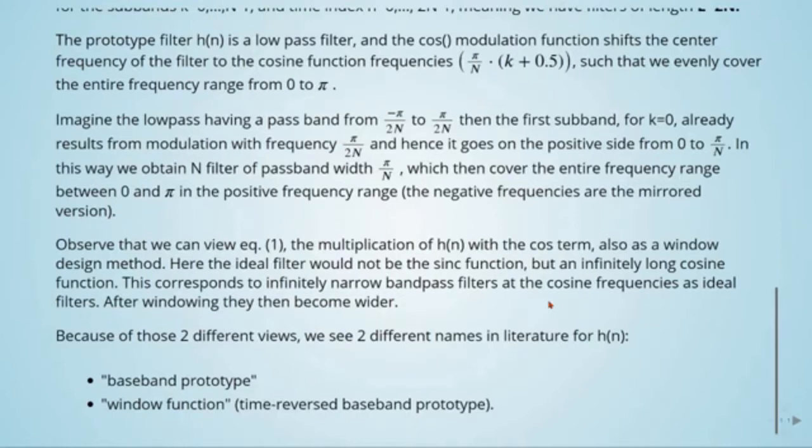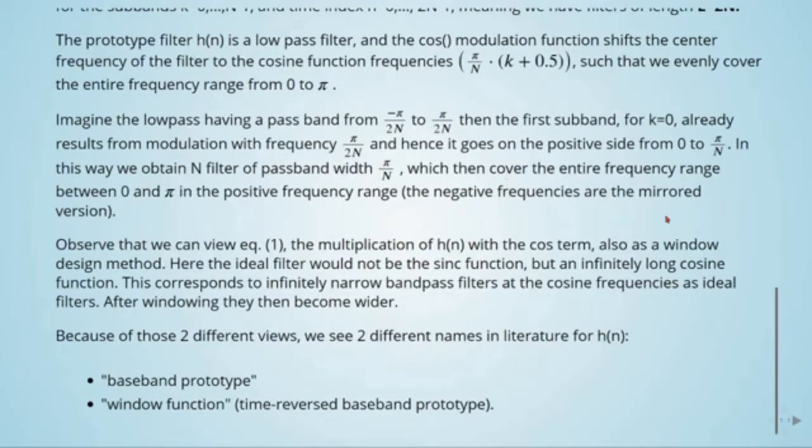Then the first subband, or the subband for when k is equal to 0, already results from modulation with frequency pi divided by 2 times capital N, and hence it goes on the positive side from 0 to pi divided by N. In this way, we obtain N filters of passband width pi divided by capital N, which then cover the entire frequency range between 0 and pi in the positive frequency range. Again, the negative frequencies are the mirrored version.